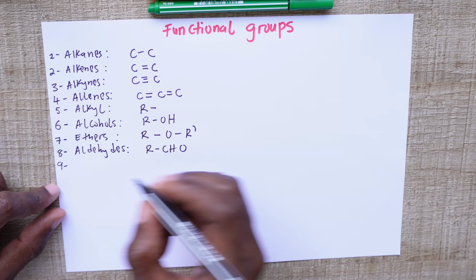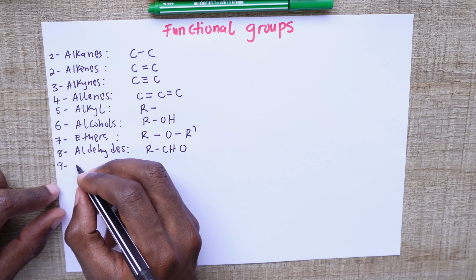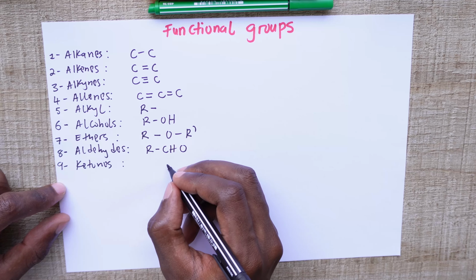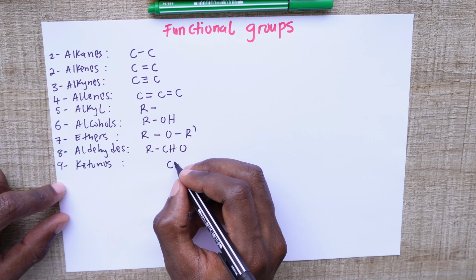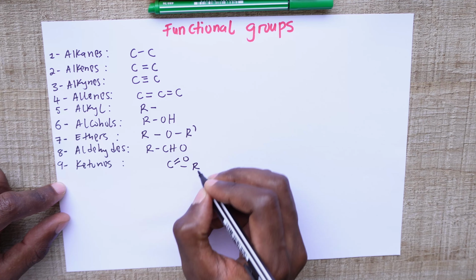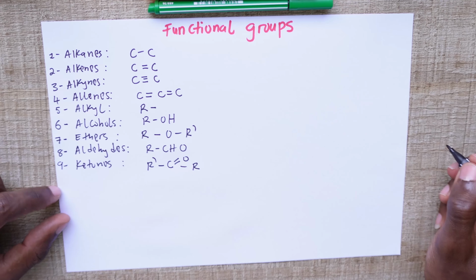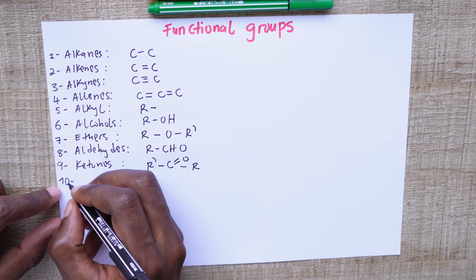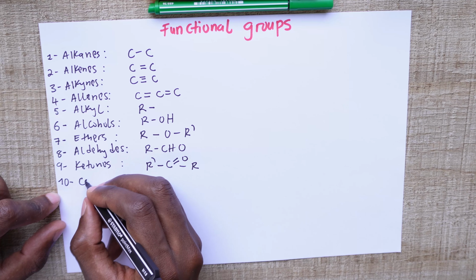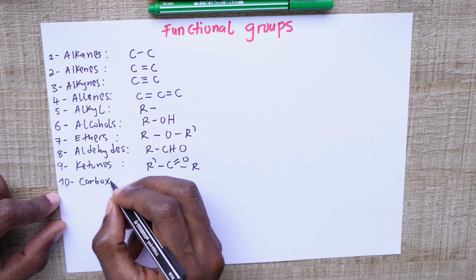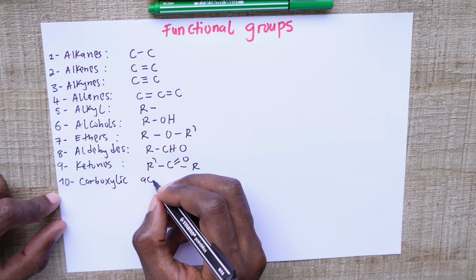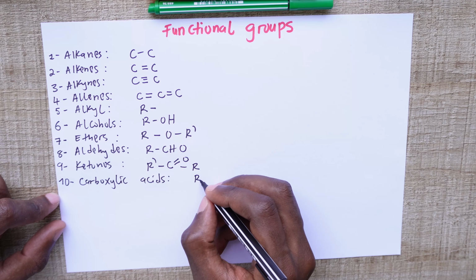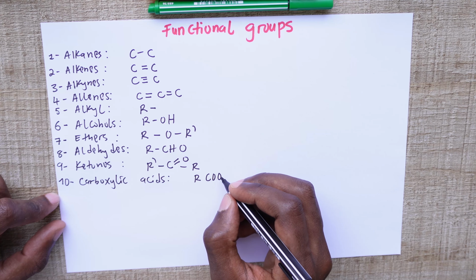Then, obviously, the group that's isomeric to the aldehydes are the ketones, which have as functional group COR R prime. In the 10th position, you have the carboxylic acids, which have as functional group RCOOH.